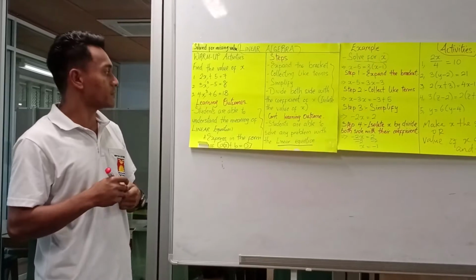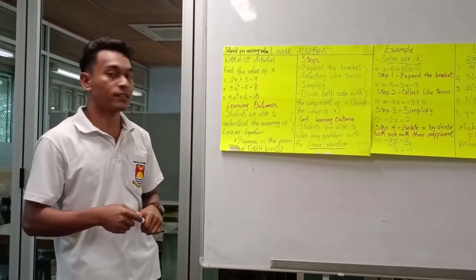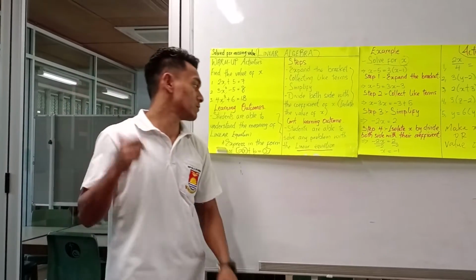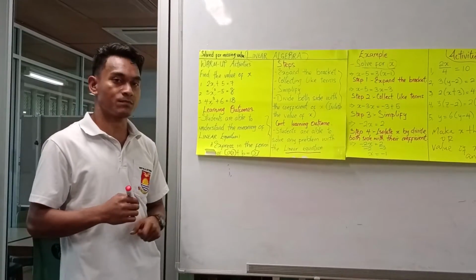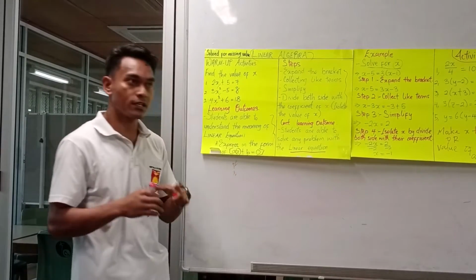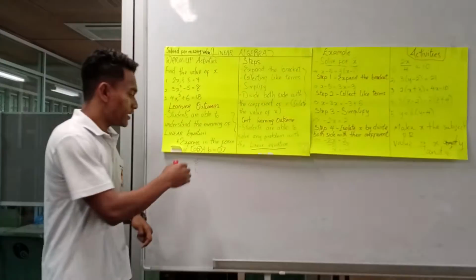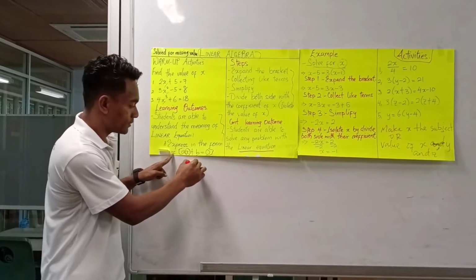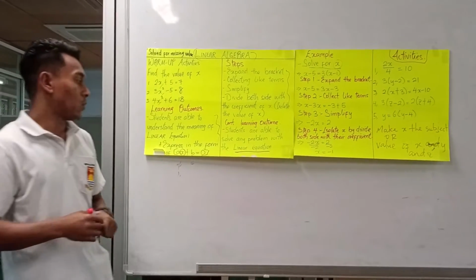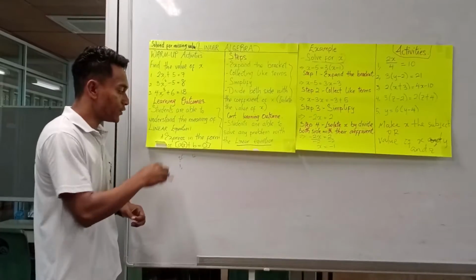Okay, there are two learning outcomes. At the end of this lesson, students are able to understand the meaning of a linear equation. A linear equation is formally expressed in the form ax plus b is equal to 0. A is a constant value, which means any value, maybe 1 or 2, 9 or 10, or any different value. Also, let b be a constant value. But in a linear equation, it is always equal to 0 in order to find the value of x.